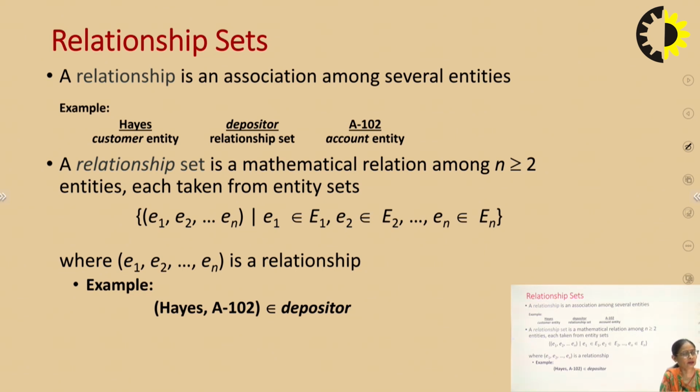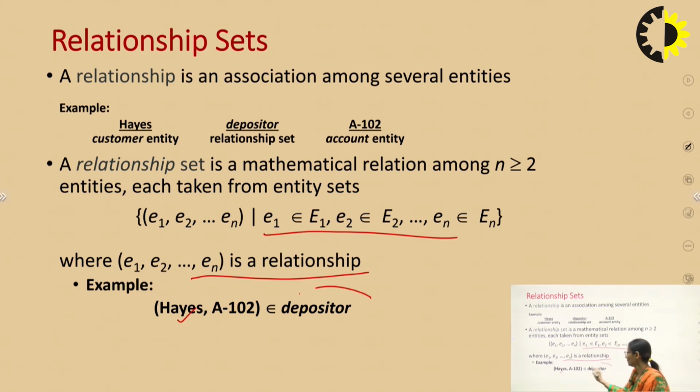If we go by the mathematical depiction, then a relationship set is a mathematical relation among n greater than or equal to 2 entities, each taken from an entity set. That is, E1 belonging to entity set 1, then E2, and then En, where (E1, E2, ..., En) is a relationship. For example, in the above example, Hayes and A102 belong to the relationship, that is depositor.